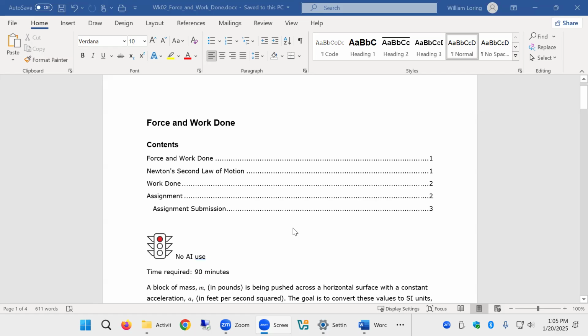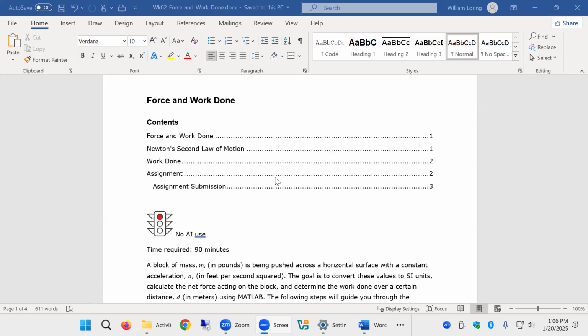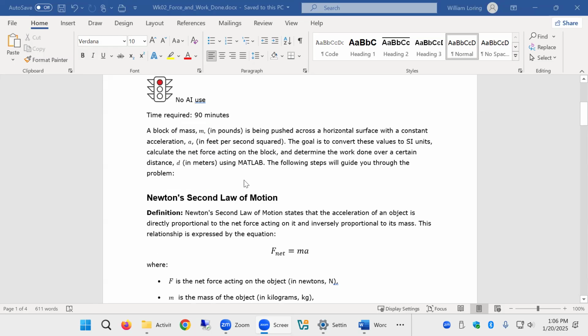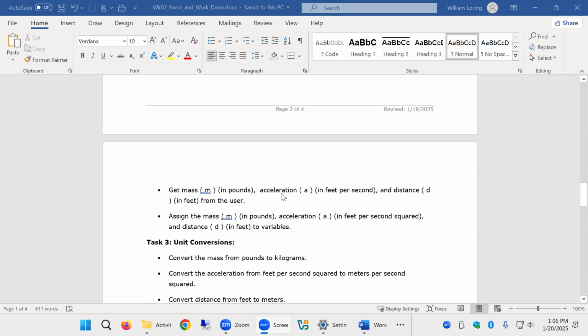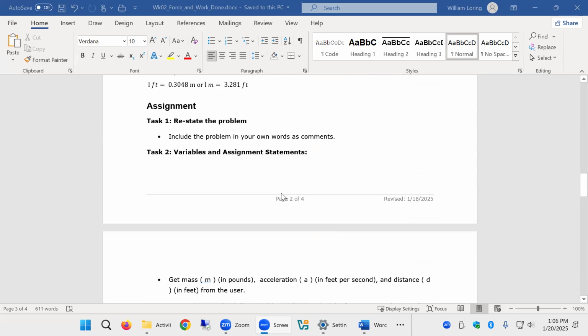So you may not know what work done is, or how to calculate force, but all the equations are given. What we are trying to learn here is how to apply an equation and write code for it, so you can use it for any situation. For example, the problem has a block of mass M. M can be anything, but it's in pounds. Let's take the numbers given here, 20.3 pounds.